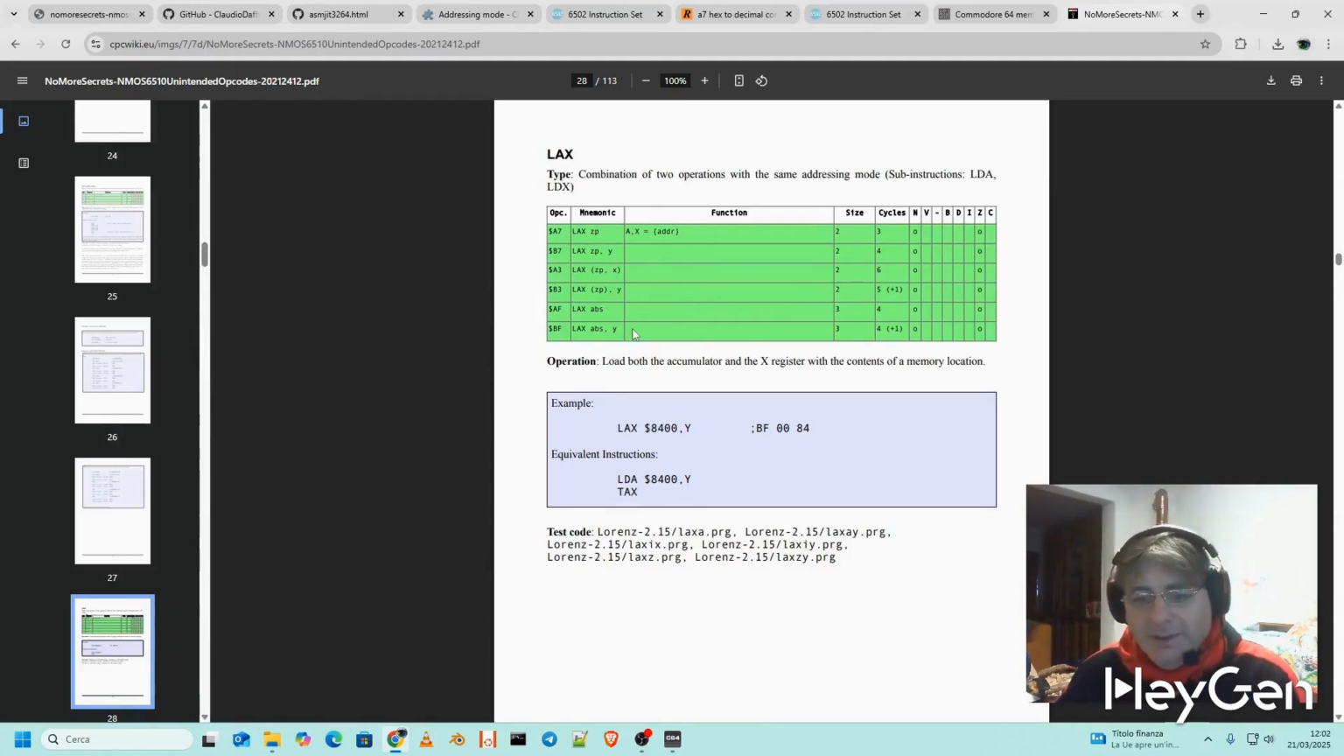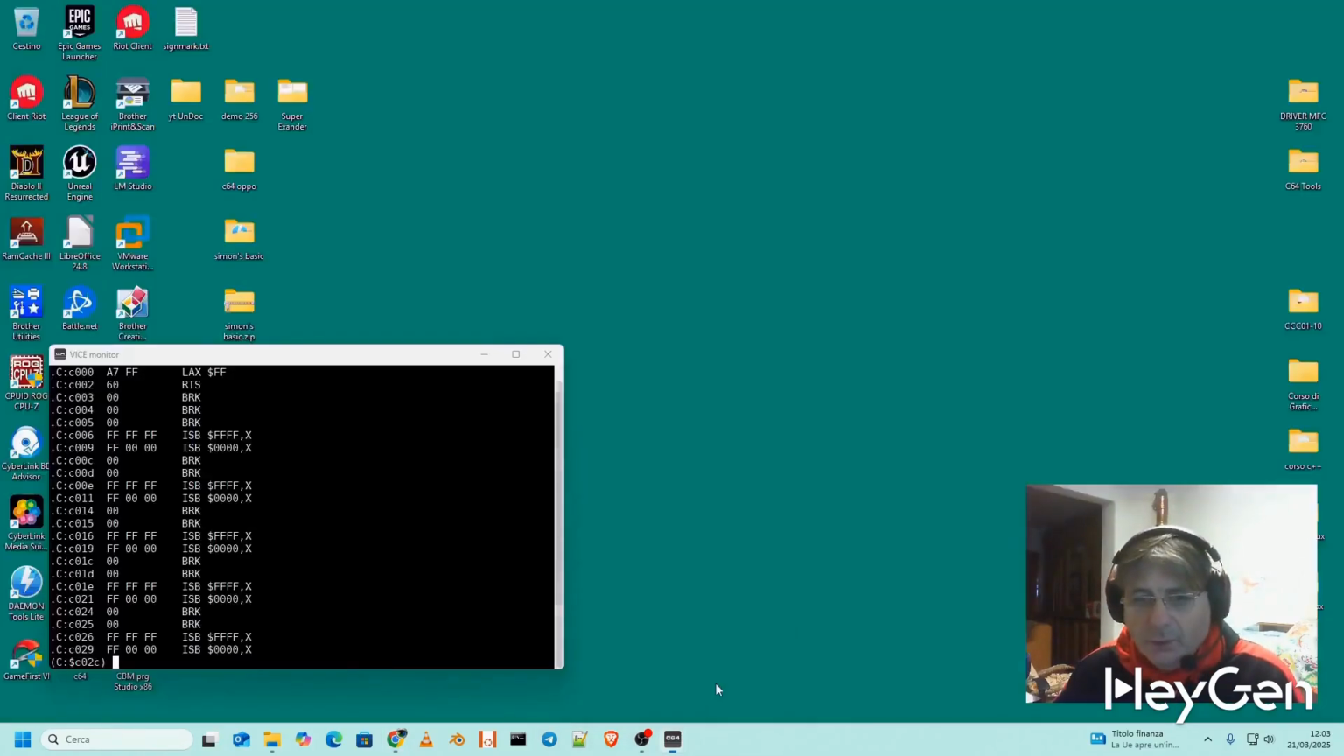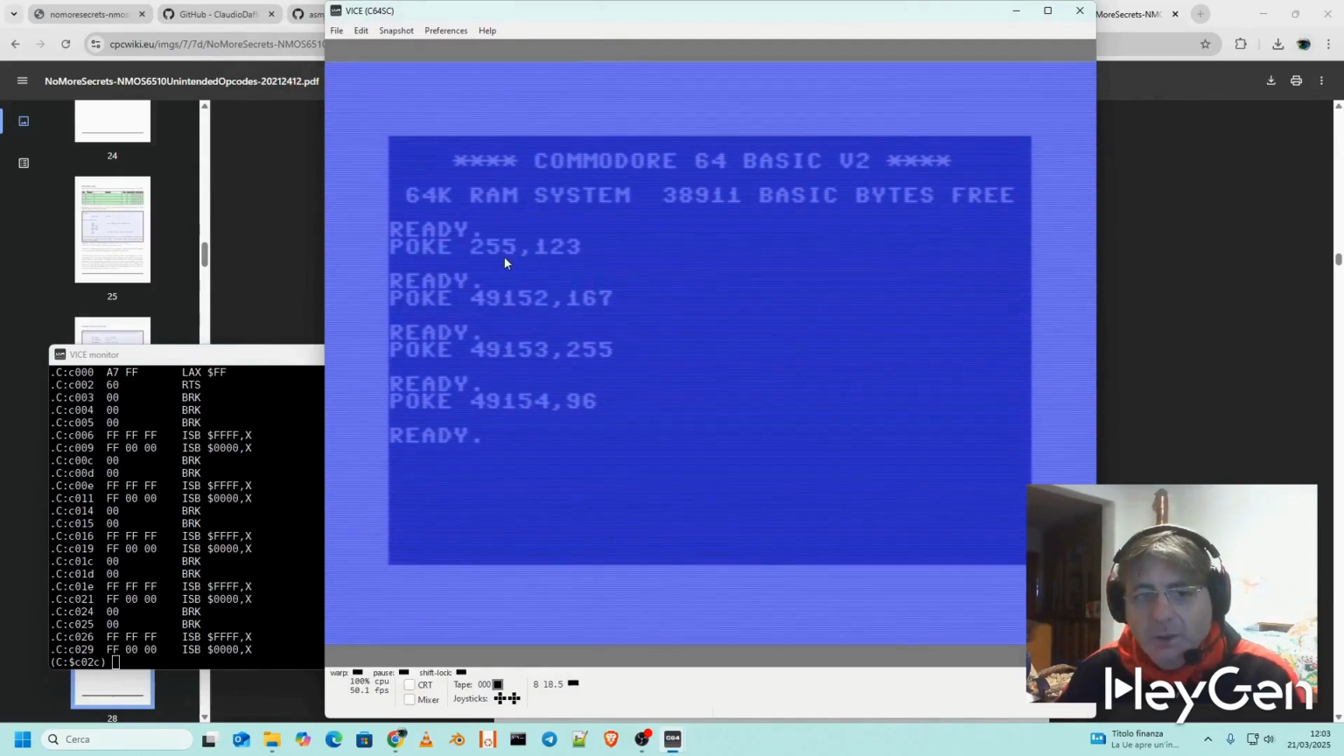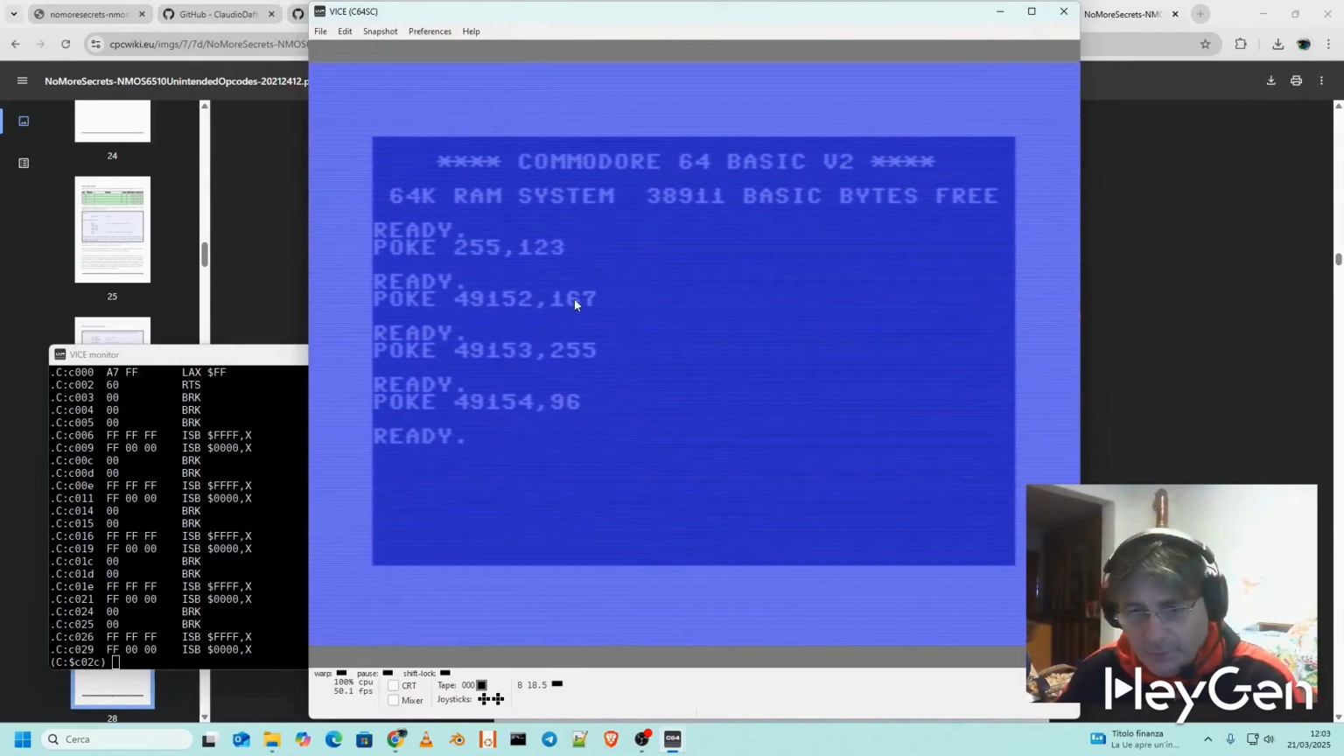Now let's see if it works directly on the device, because we will also disassemble it. I had already started it on the device. As you can see, in location 255 I put 123, and in the usual location 49152 I put the opcode, as you can see, A7 FF, and correctly, the device identifies it as LAX, because these versions of the device probably succeed in what the Commodore 64 assemblers did in our times.